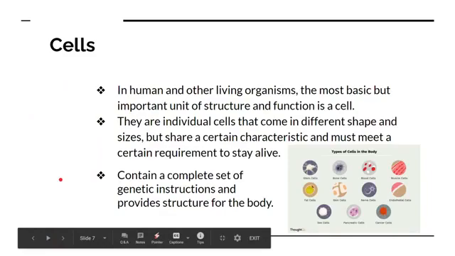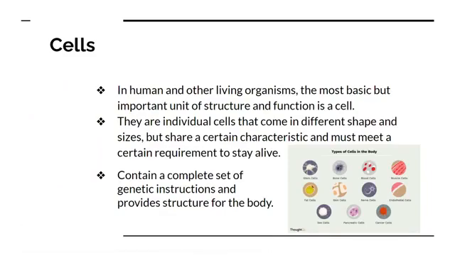Cells. In humans and other living organisms, the most basic but important unit of structure and function is a cell. There are individual cells that come in different shapes and sizes, but share certain characteristics and must meet certain requirements to stay alive. They contain a complete set of genetic instructions and provide structures for the body.